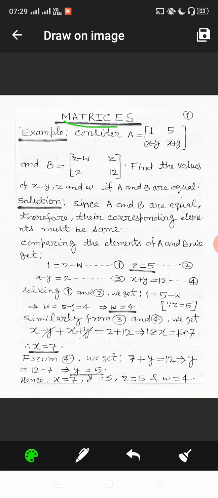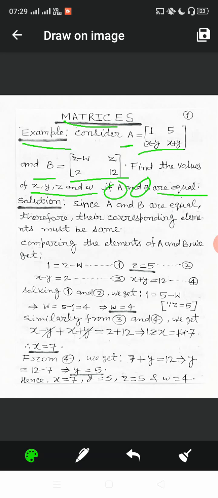Here, taking one example related to equality of matrices. Consider a matrix A having elements 1, 5, x minus y, x plus y, and matrix B having elements z minus w, z, 2, 12. Find the values of x, y, z and w if A and B are equal.